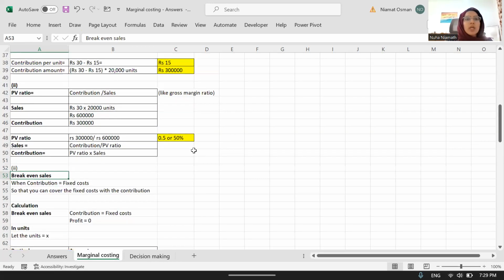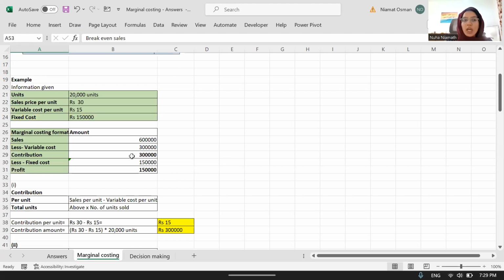Now, what does that mean? If I go back to my marginal costing format, can you see there is something called contribution and there's something called fixed cost, correct? And contribution minus fixed cost is equal to the profit. What break-even sales tells us is that marginal costing, like I told you, is only concerned about variable cost. So they are saying make enough contribution, that is sales minus variable cost, that you're able to cover the fixed costs. So for example, over here, my fixed cost is 1,50,000. So how much sales should I make so that my contribution is also equal to 1,50,000 and I don't mind having a zero profit.